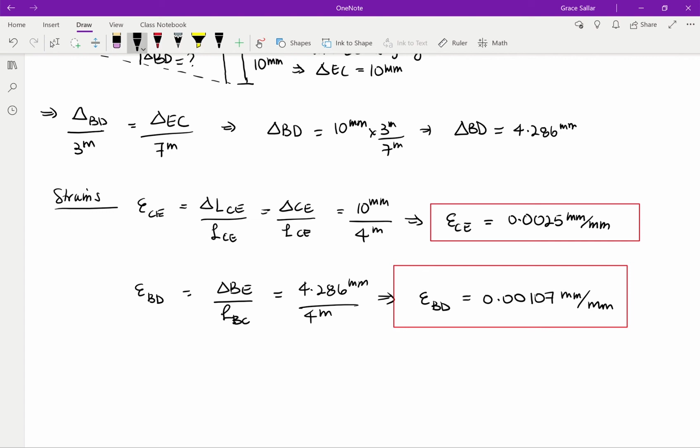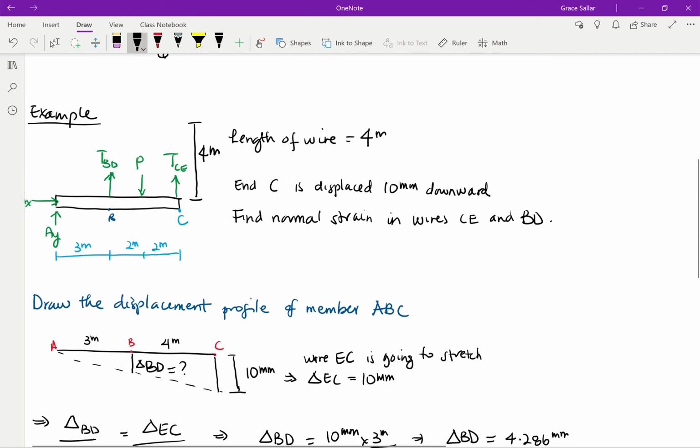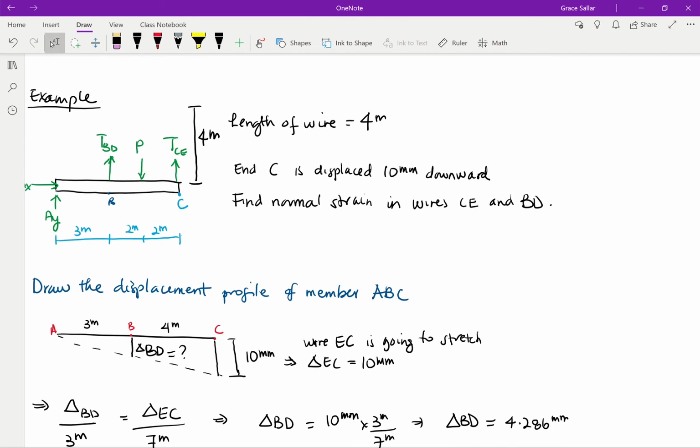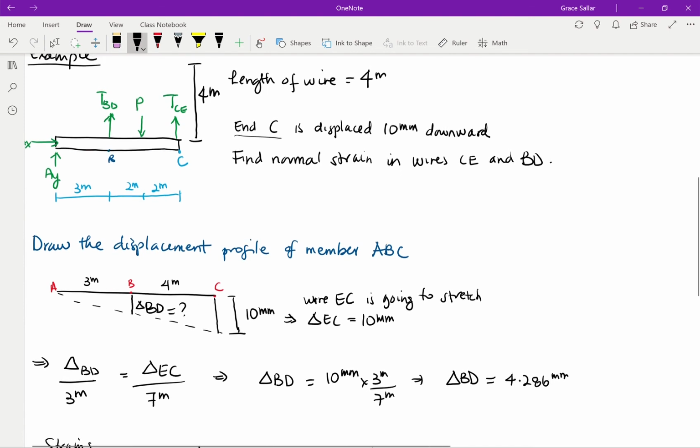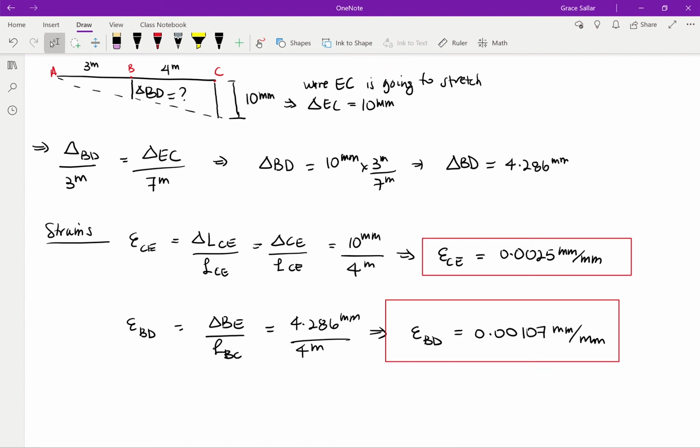Okay, so to recap, in this problem, we really did not care about any kind of support reaction or external loads, but what the external loads are doing to the beam. We are given very simply that C was displaced 10 millimeters downward, which gives us everything that we need to find the strains. So remember that our normal strain is just a delta, or a change in length or distance or diameter or area or anything, divided by the original length or diameter or area or anything.